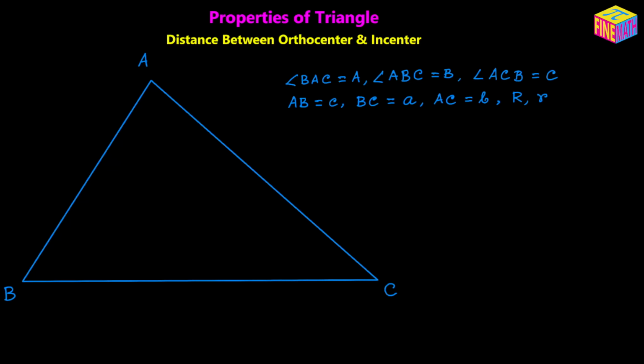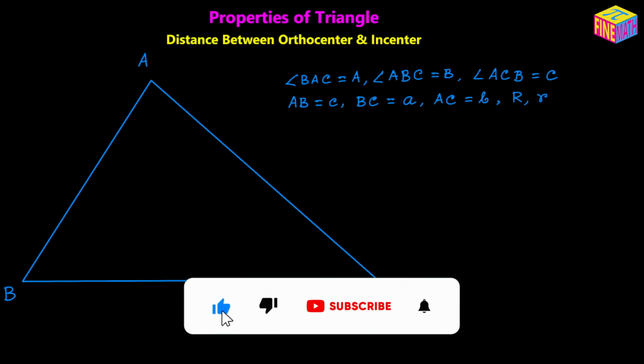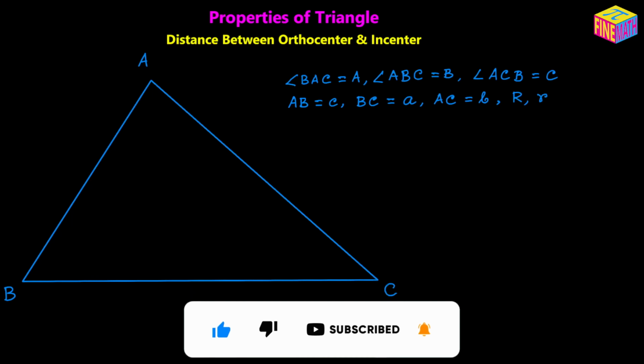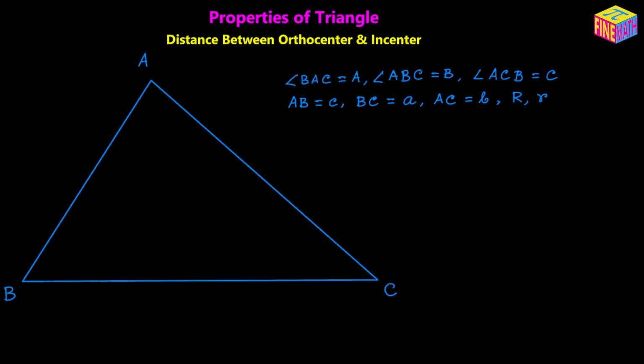Let's suppose we have a triangle ABC, as you can see in the diagram, where the angle BAC is denoted by uppercase A radian, angle ABC is denoted by uppercase B radian, and angle ACB is denoted by uppercase C radian, and also the side length AB is denoted by lowercase c units. Side length BC is denoted by lowercase a units and side length AC is denoted by lowercase b units. Also, the circumradius of this triangle would be denoted by uppercase R and the inradius of the triangle will be denoted by lowercase r units.